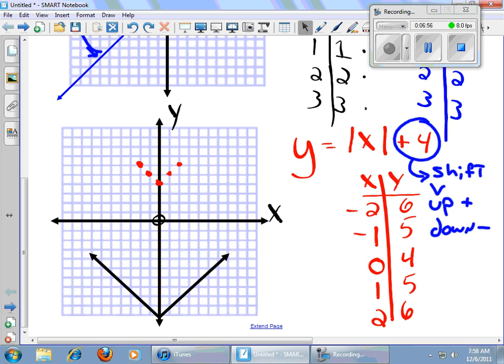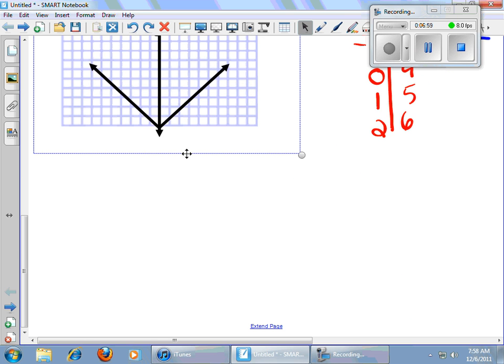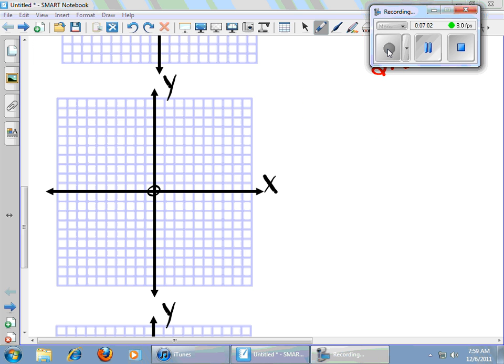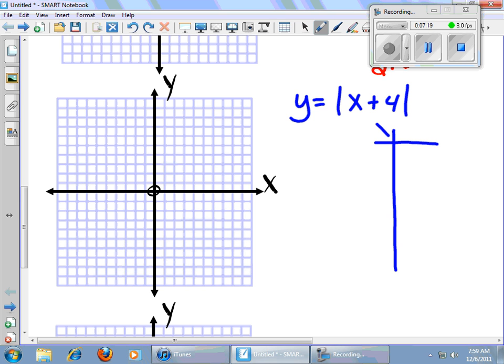Okay, so let's see here. Let's get another one on here. Let's see what happens when we do something on the inside of the absolute value, like y equals the absolute value of, say, x plus 4. And I do it on the inside of the absolute value. Okay, I'm going to make my t-table, x and y. And I'll use the same points.